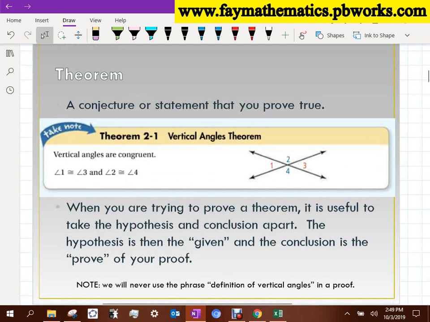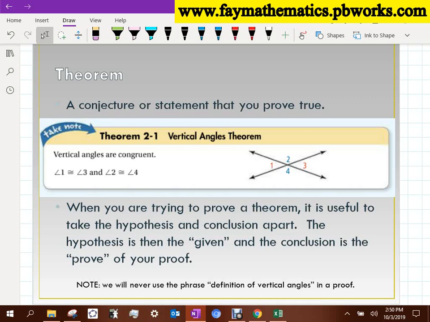Now, this is what we call a theorem. We use words like conjecture. A conjecture is just a statement. I'm making a declaration, I'm making this argument, this statement, okay? But a theorem is a conjecture or a statement that you can prove to be true, okay?